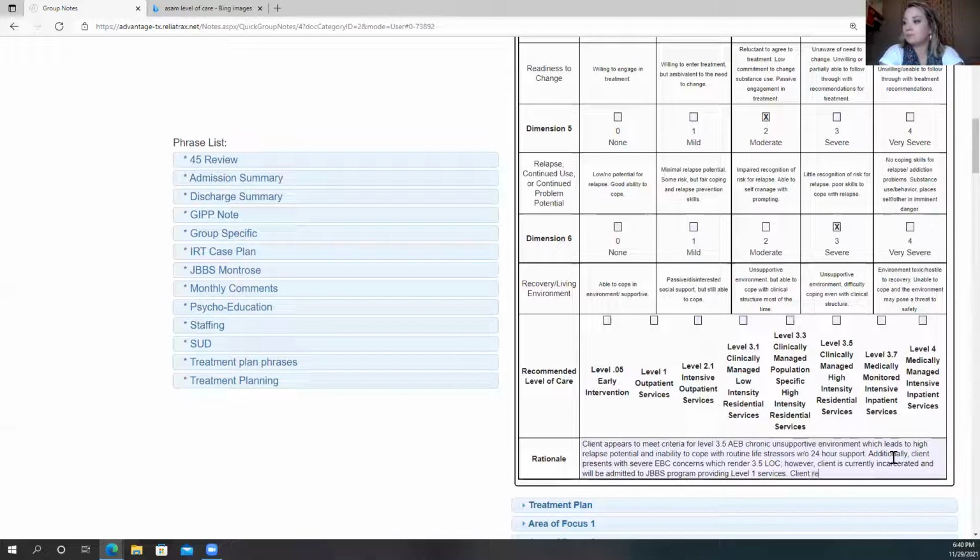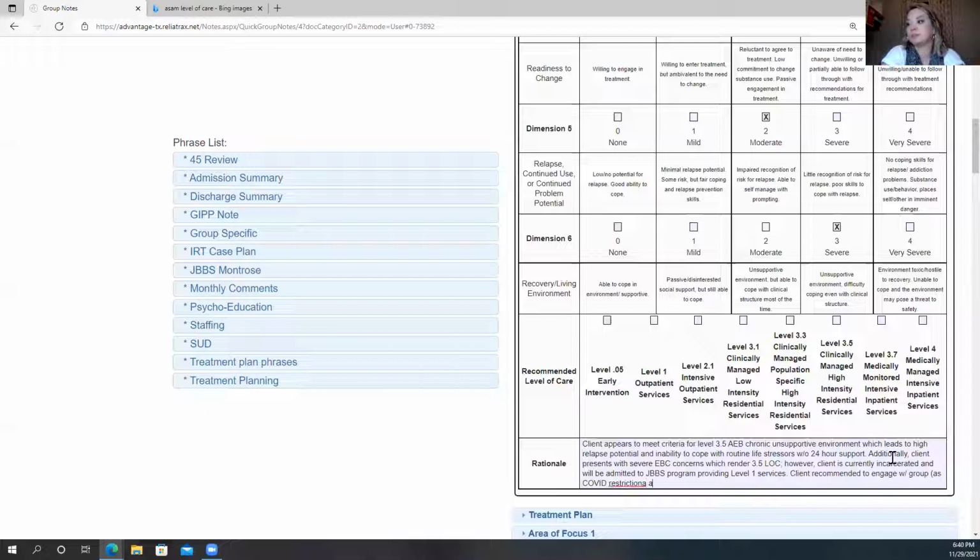Client recommended to engage with group. Might even put something like, as COVID restrictions allow, one-to-one life skills group until client can work towards appropriate level of care. That's a great justification, because if this is left blank, an auditor may look at something like this, or quite frankly, I might look at this and say, I don't understand why this individual is assessing at a very high level of care, and we're putting them at a very, very low level of care.